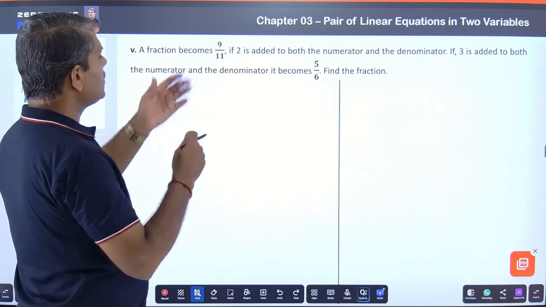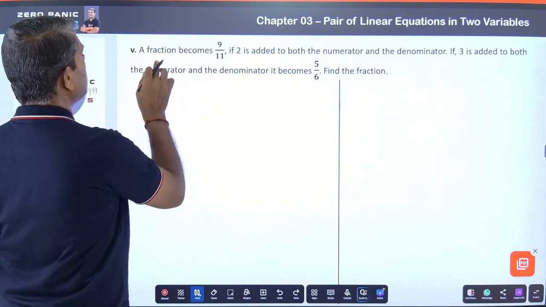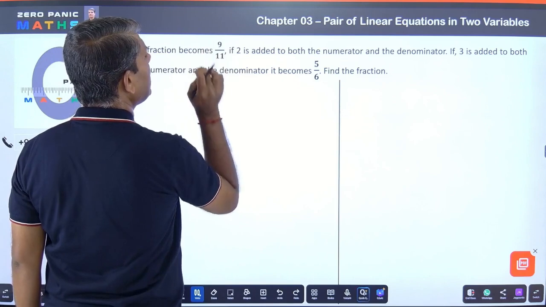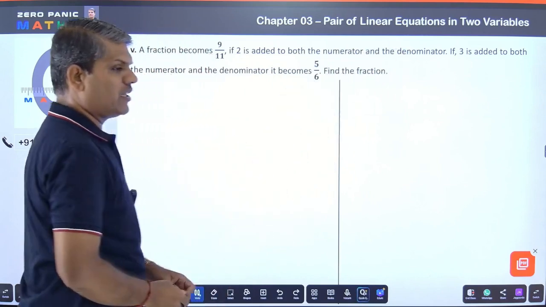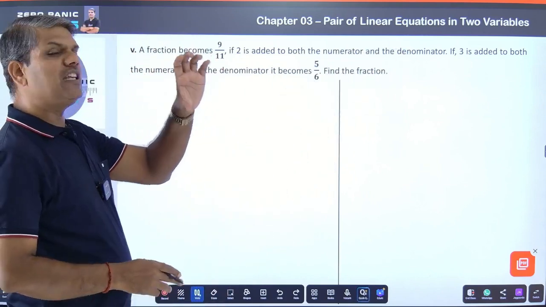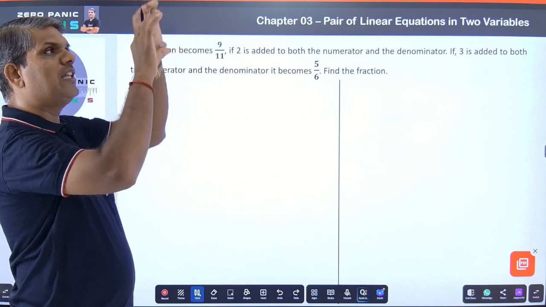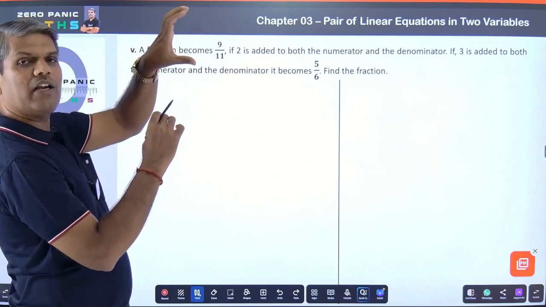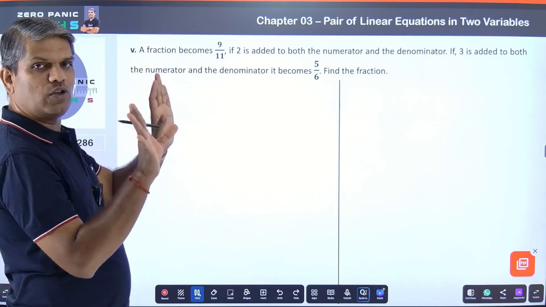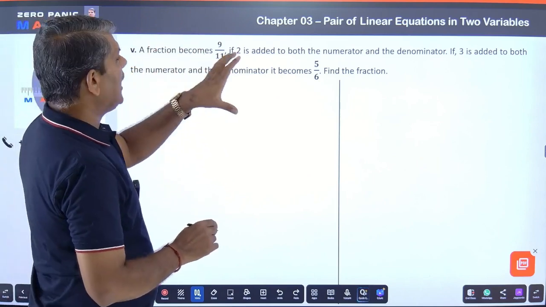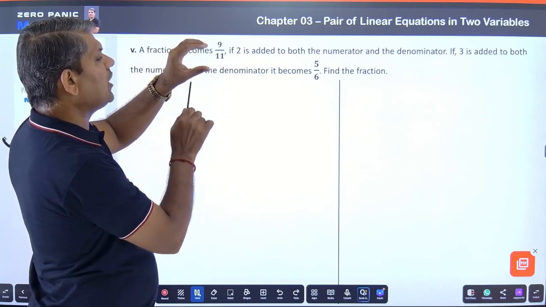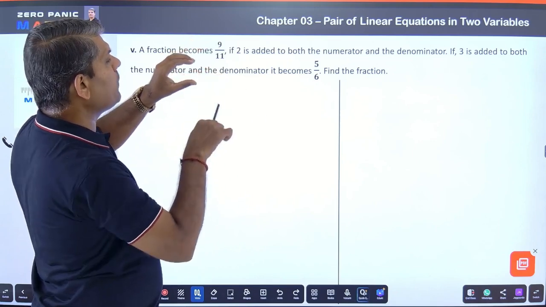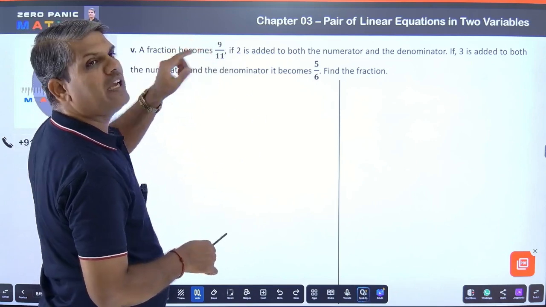Let us use this information later, but read it once. A fraction becomes 9 by 11 if 2 is added to both numerator and denominator. A fraction is divided into two parts, the upper part and the lower part. The upper part is the numerator and the lower part is the denominator. If you add plus 2 to both numerator and denominator, it will become 9 by 11.